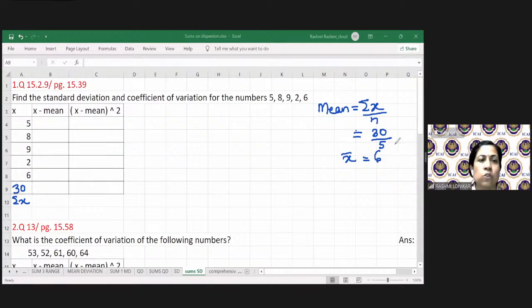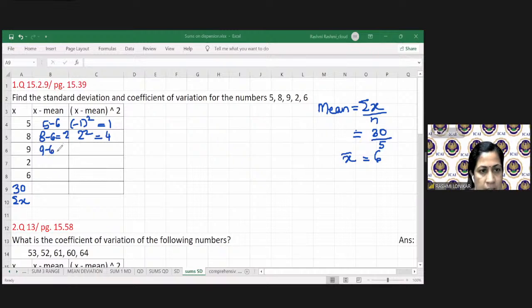Okay. So x minus mean. So I have to find out x minus mean. So how much is this? 5 minus 6. 5 minus 6 is minus 1. Now this I have to square. Minus 1 square is equal to 1. How much is this? 8 minus 6. 8 minus 6 is 2. So 2 square is equal to 4.